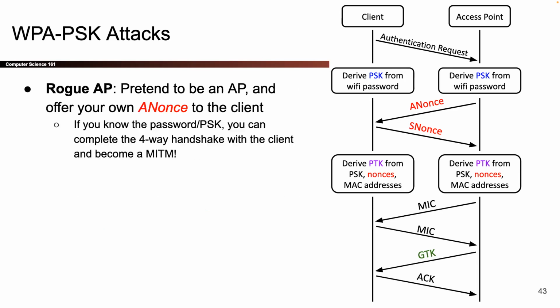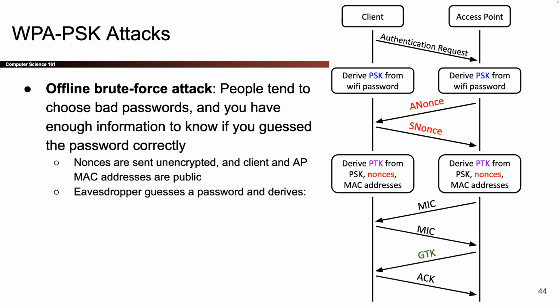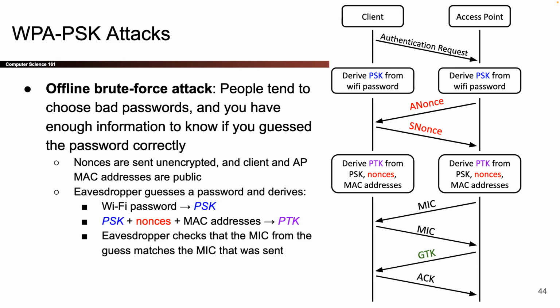Rogue AP, where was this? Okay, Rogue AP, pretend to be the access point. You have to know the password, but if you know the password, pretend to be the access point. You can upgrade yourself to a man in the middle. Offline brute force attack. This one is useful if you do not know the password, but you can write down all these values.